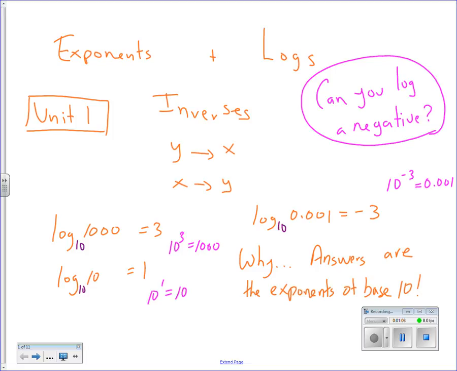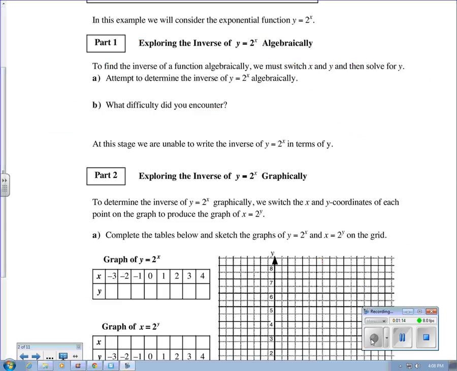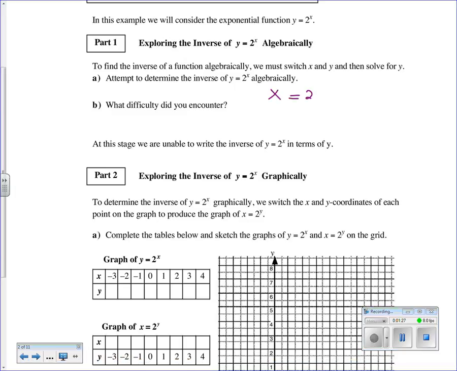Question that I want you to think about as we get started: can you take the log of a negative? Probably good to review how to find the inverse. Remember, when we find the inverse, we switch x and y. So my first step would be x is equal to 2 to the y. But I actually don't have any skill to solve for y. I cannot solve for y right now. I need some new skills.